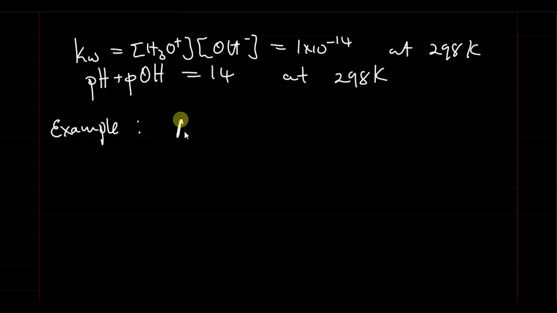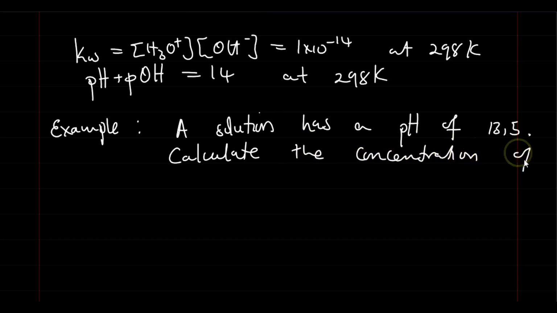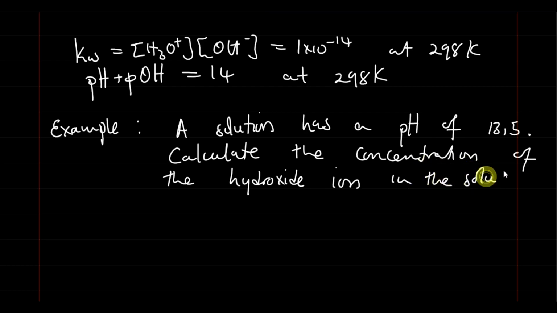Okay, so now example, right? A solution has a pH of 13.5, right? And then calculate the concentration of the hydroxide ion in the solution. Yes, what are we going to do?